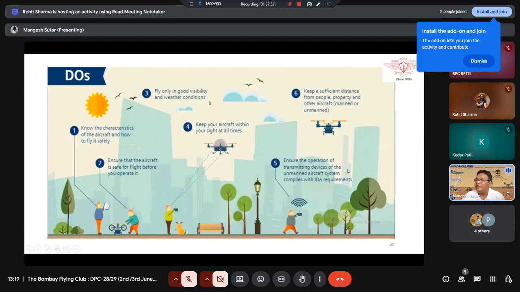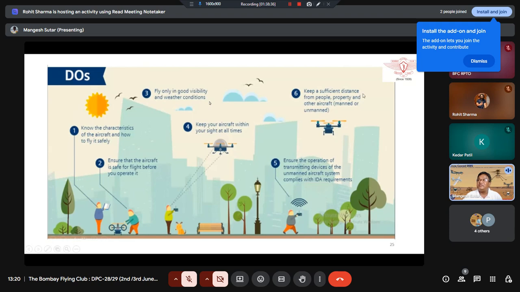Ensure the operation of the transmitting device of the unmanned aircraft system complies with IDA requirements. That means you are flying the drone under visual line of sight, within the range of your drone and the RC. Don't fly the drone beyond your visual range or the flying range of your remote control. The transmitter and receiver should always be able to communicate with each other. Or else your drone may stray away, what we call a fly-away or stray-away situation. In that scenario, you may lose your drone or crash it into somebody's property or even a person. So you have to follow this.